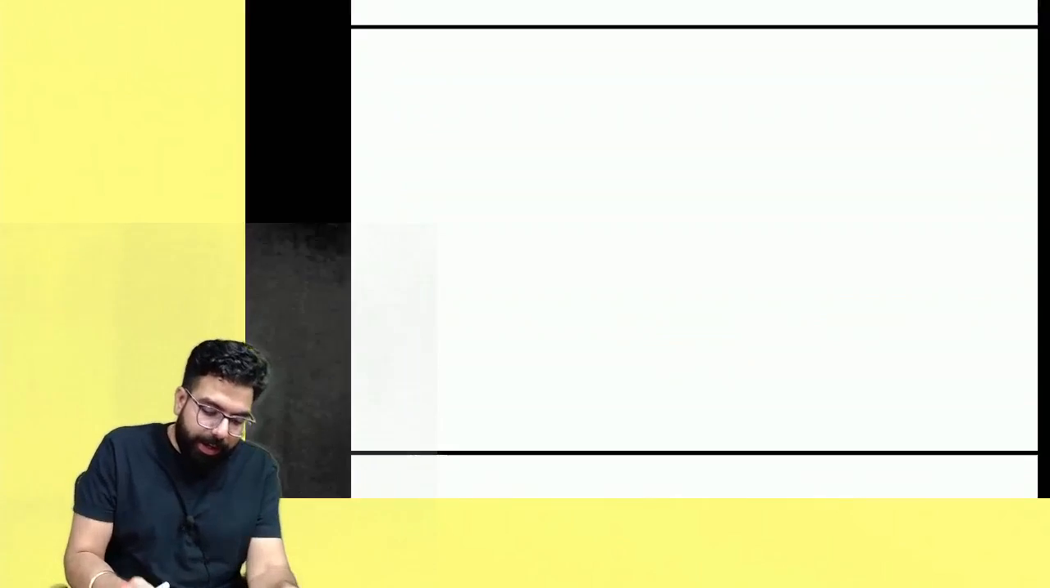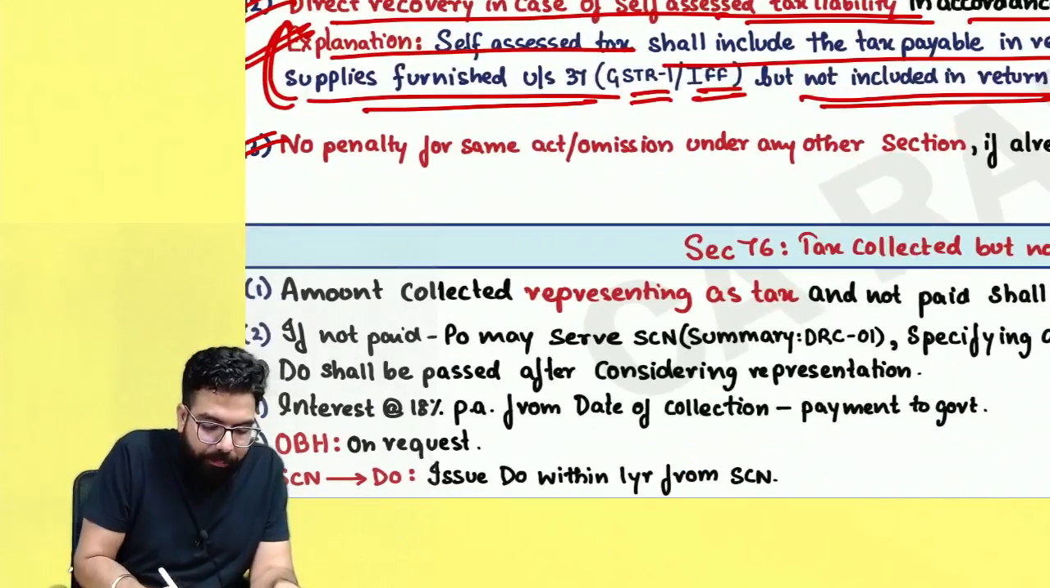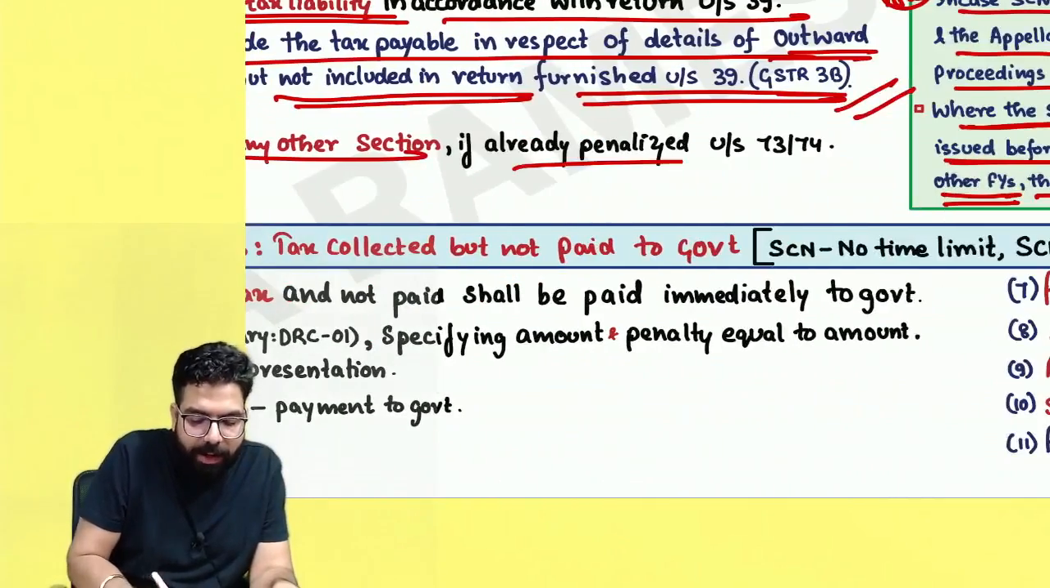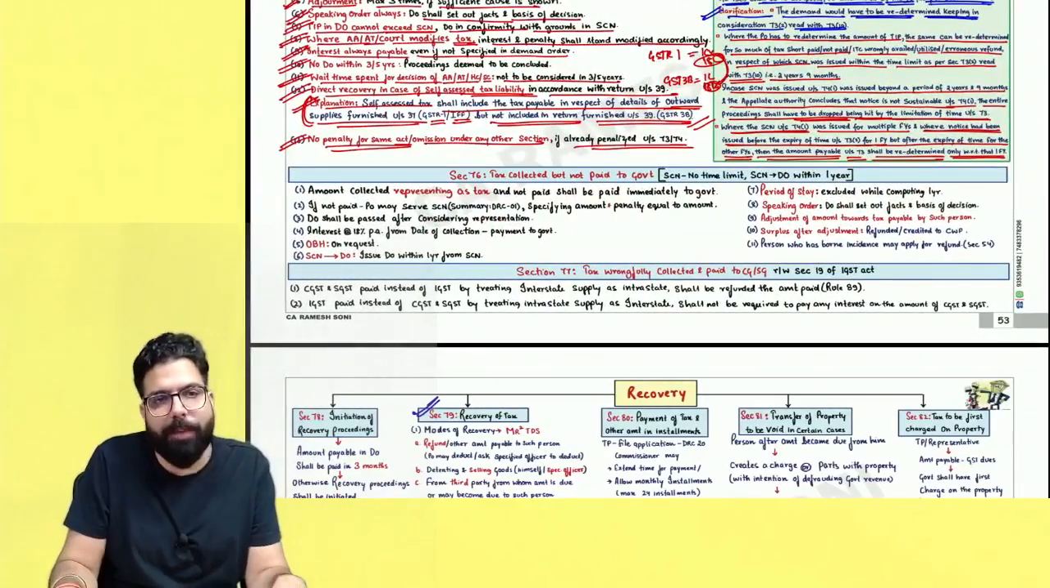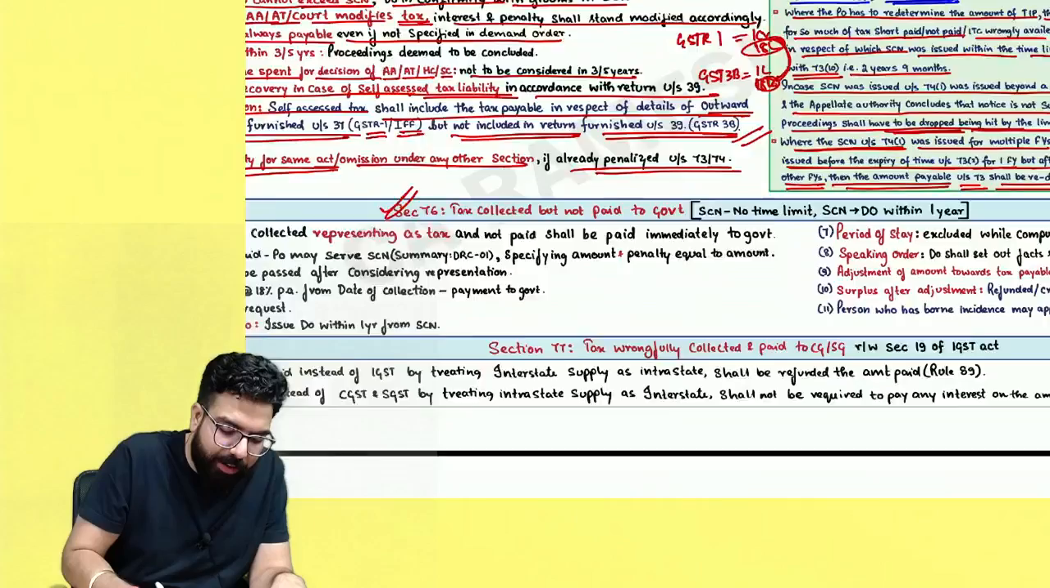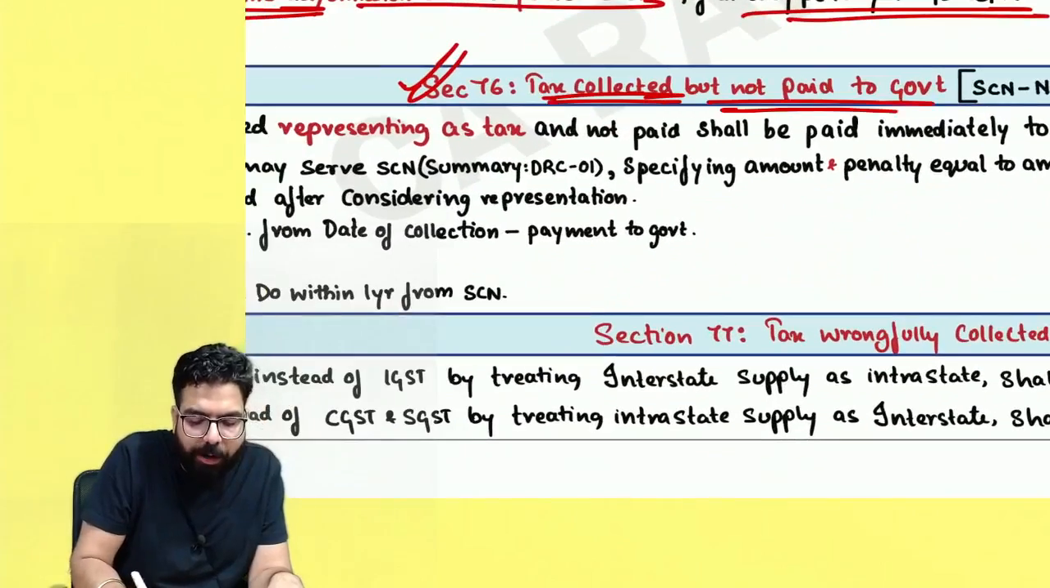Now the next one over here is, sir, no penalty for the same act or omission under any other section. If you are already penalized under section number 73 or 74, might be 122 penalty, etc., it will not be levied. The next one is section number 76 over here. Section number 76, tax collected but not paid to the government.